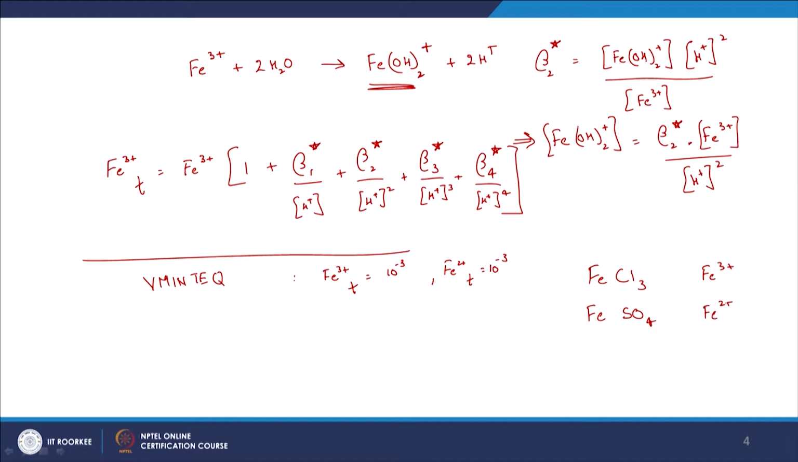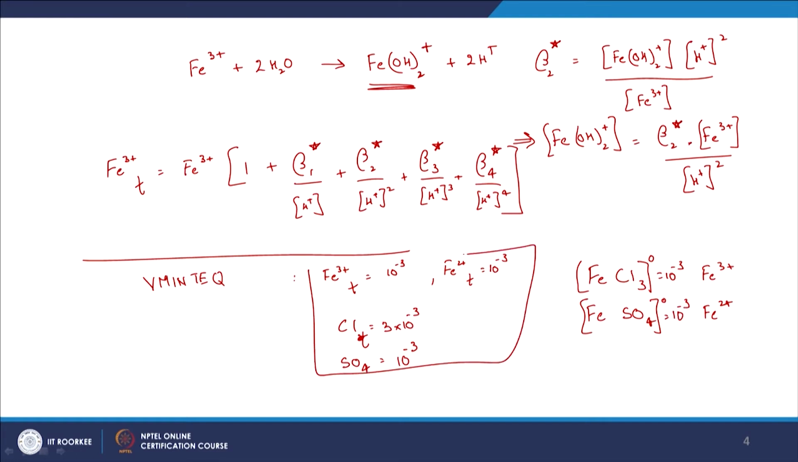this being the source for the Fe3+ and this for the Fe2+. For that I need to put in Cl total equal to 3 times 10 power minus 3, and SO4 total is going to be the same molar concentration, 10 power minus 3. So if I am having FeCl3 at 10 power minus 3 and FeSO4 at 10 power minus 3, these are the relevant components.